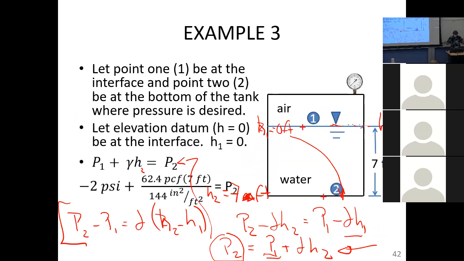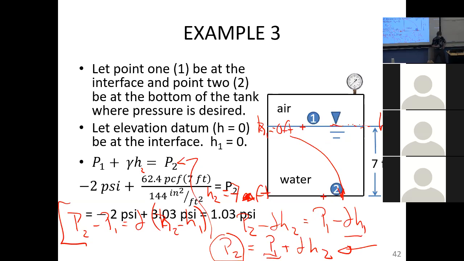So I know it's a little complicated now, but you can see P1 is the minus 2 psi, and then gamma is 62.4 pounds per cubic foot. That's the specific weight of water. H2 is 7 feet, and then the conversion from pounds per square foot to pounds per square inch is 144 inches squared per foot squared. And that means the pressure at the bottom is 1.03 psi. The change in pressure from the surface to the bottom is 3.03 psi.